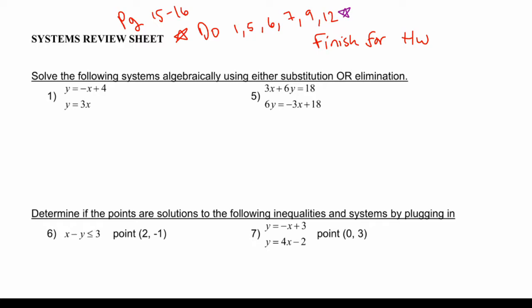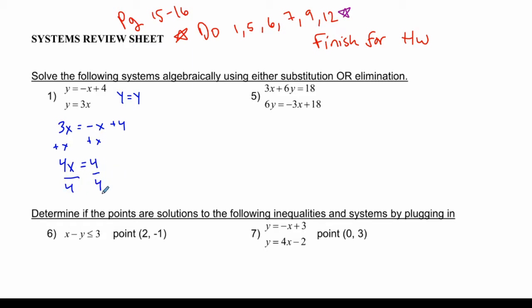Both are equal to y. So, if you think about it, y is equal to itself, right? So you can do one side, 3x, the other side, negative x plus 4. Let's get the x by itself. So I'm going to add x to both sides. 4x equals 4.